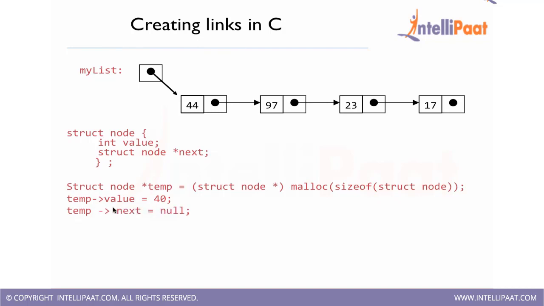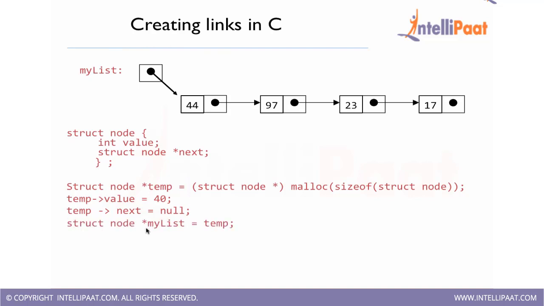Okay, this is how we can access the next element, or the link part, or the next part of the linked list. We can assign it to some other node, or we can assign it to null.